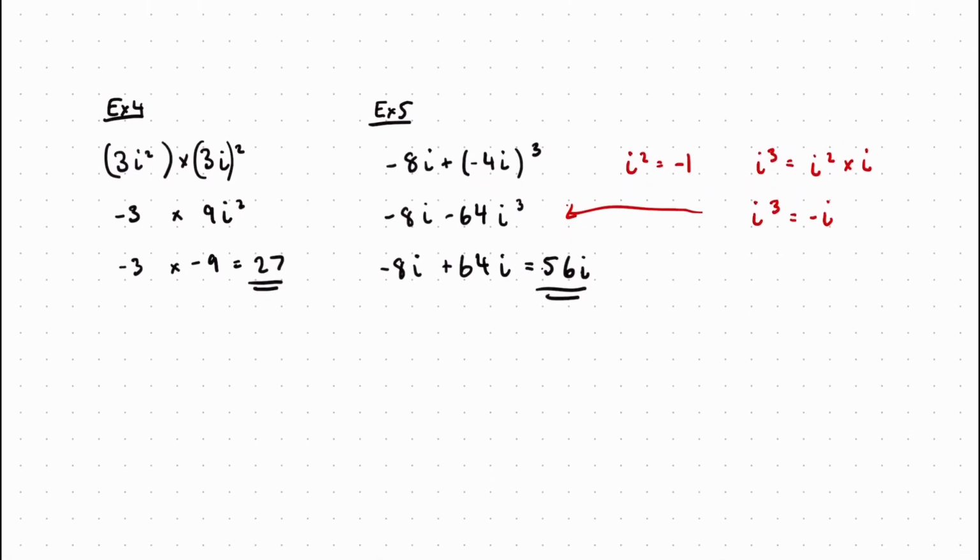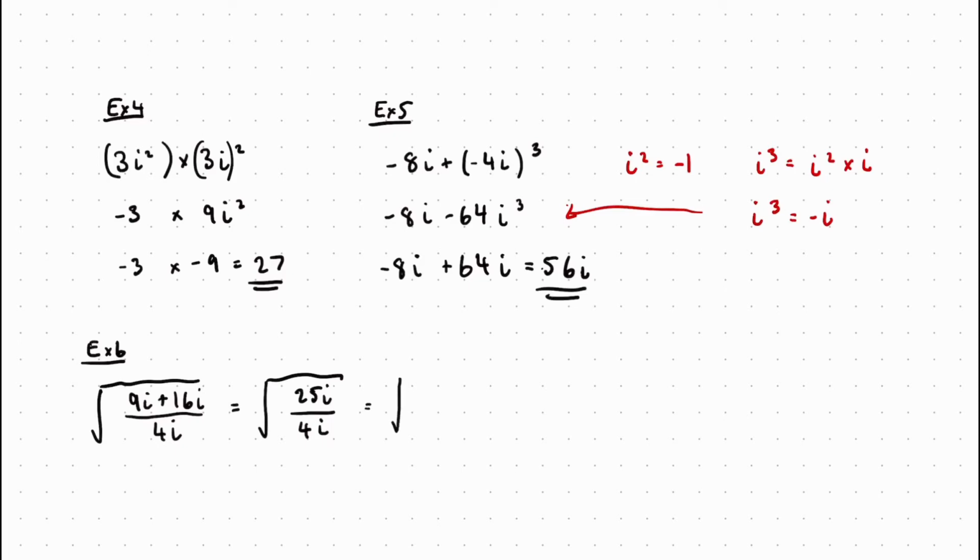Let's have a look at another example. Example 6. We've got root of 9i plus 16i over 4i. Well, 9i plus 16i is 25i. So this becomes root of 25i over 4i. Well, i divided by i will cancel out like any other. So this just becomes root 25 over 4, which is the same as just 5 over 2.